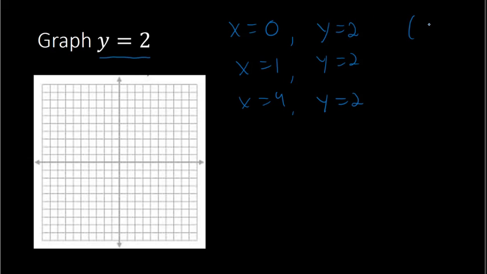So I have all these different ordered pairs, 0, 2, 1, 2, 4, 2, whatever. If I plot all of those, I'm going to get a horizontal line like this. 0, 2 would be right here, 1, 2 would be right here, 4, 2 would be over here. It doesn't matter, we're going to get this horizontal line. So y is 2 no matter what, and this is my graph.